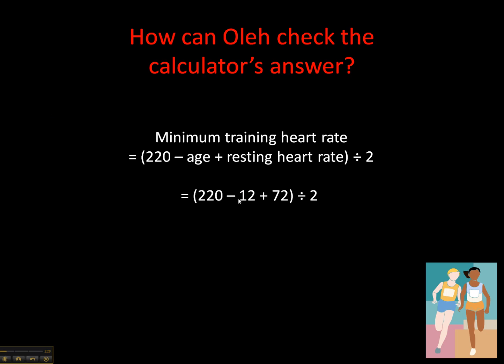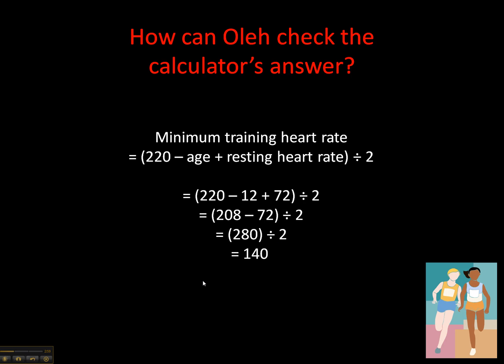So here is Ola's calculations. He's 12 years old, and he calculated his resting heart rate in the morning as 72. So 220 minus 12 plus 72, and all of that in the brackets divided by 2. So he's going to start by doing 220 minus 12, which becomes 208. Take away 72, and then he's going to divide that by 2. Let's break it down again. So this calculation turns into 280, and then divide that by 2. He ends up with 140. So 140 beats per minute is his minimum training heart rate.